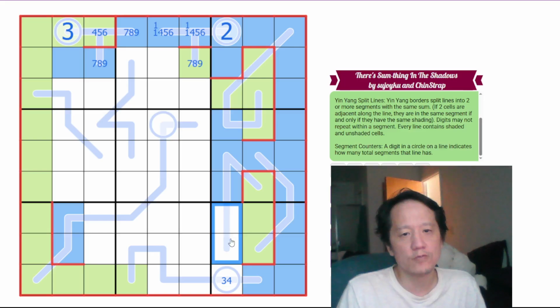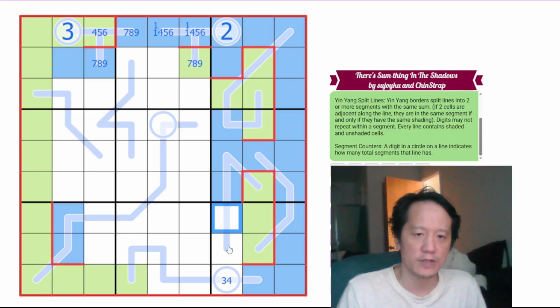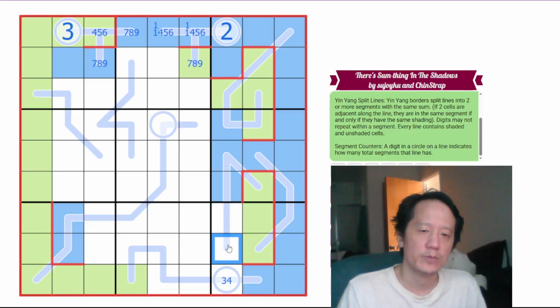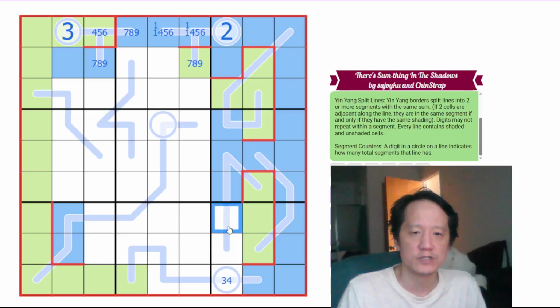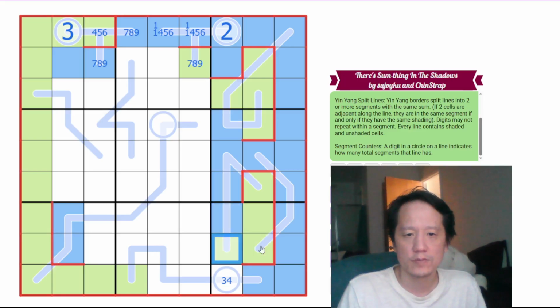One of these is green, one of these is blue. If this is green, this would have to be blue. But then both green and blue would be the same sum, which is not allowed. So this has to be blue, which makes this green. So it blocks there. This is the same digit as that, interestingly enough. This is the same digit as that.